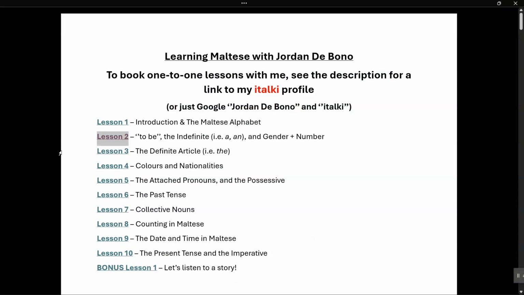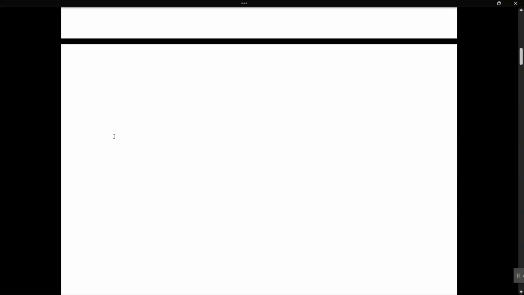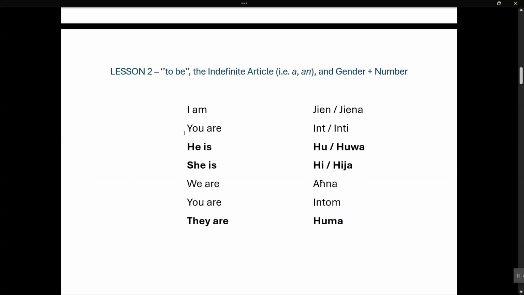Anyway, without further ado, let's start lesson 2. So, the verb to be and the indefinite article. They don't exist in Maltese. They do exist in English, of course. The verb to be is this one over here.